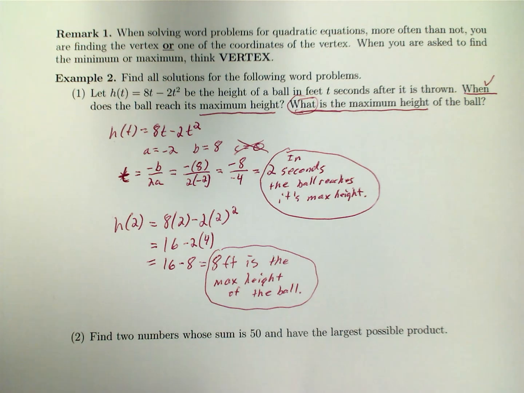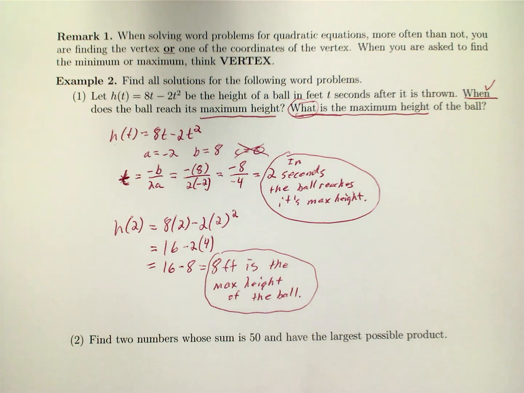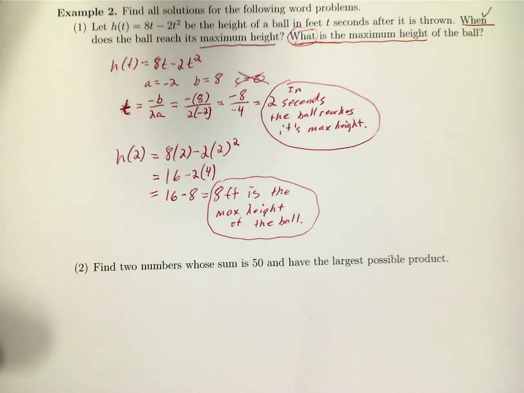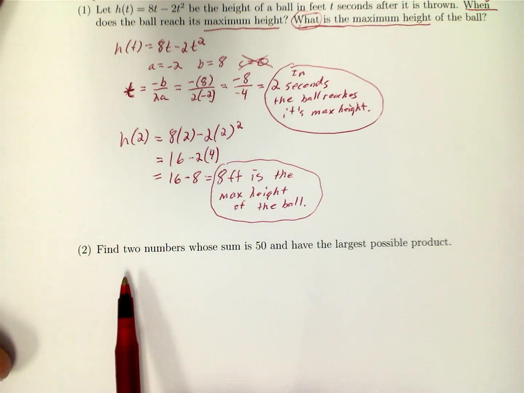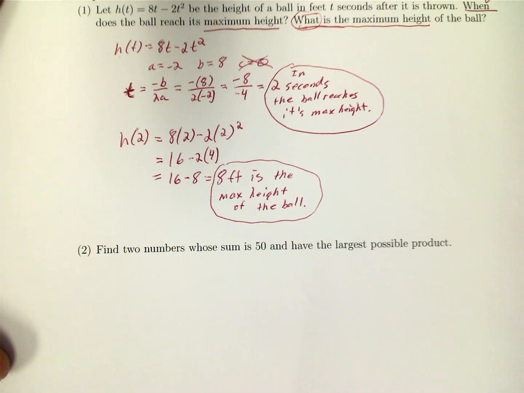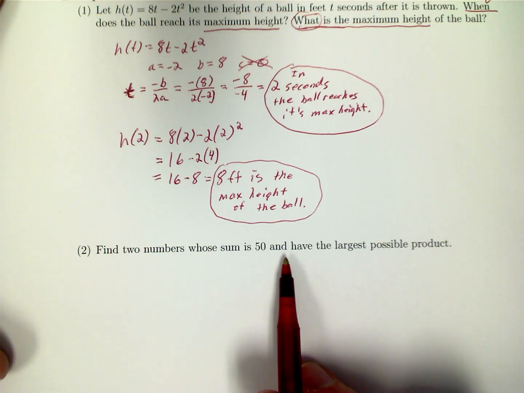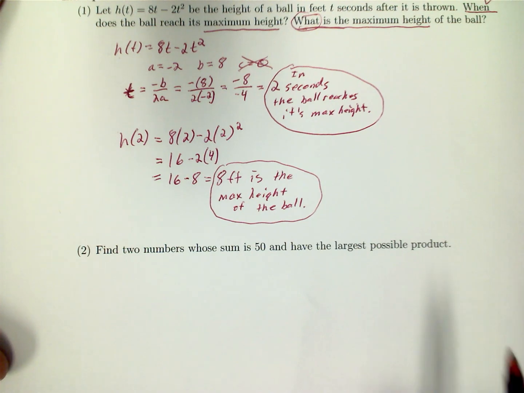Sometimes these problems don't just have the function already given to you. You might have to actually develop it yourself, and that can be a little tricky. So let's start with a somewhat easy one to actually develop the equations for. What if we're trying to find two numbers whose sum is 50 and have the largest possible product? That's a pretty condensed problem.